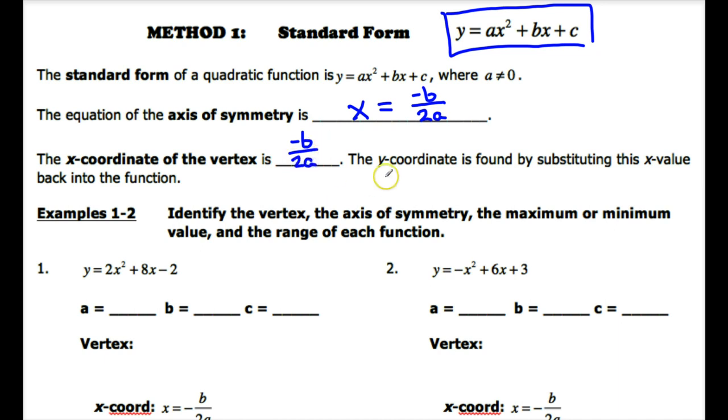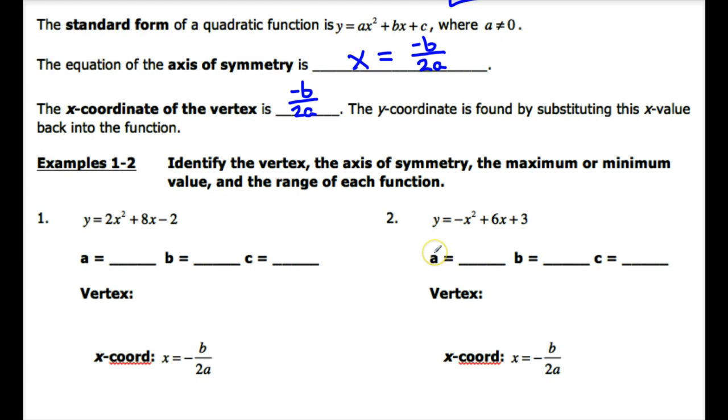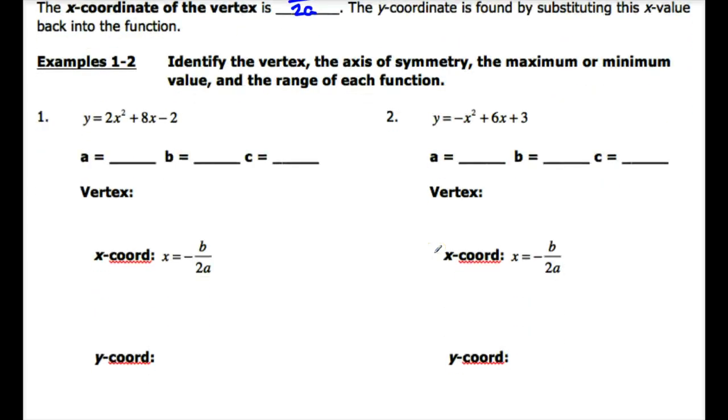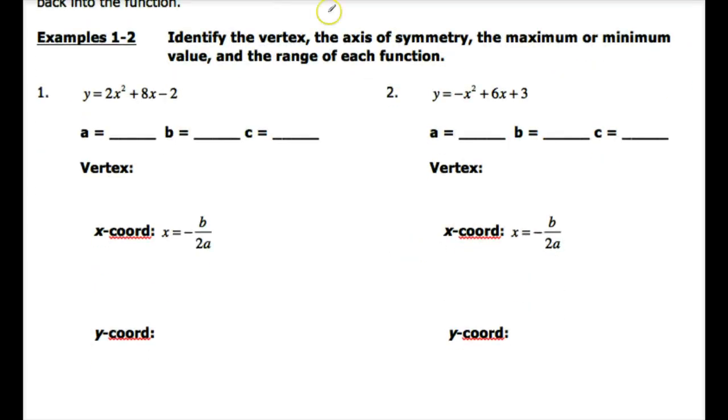And then to find the y-coordinate of the vertex, you're going to substitute this value back into your function and then solve for y. So we're going to practice doing this here on examples 1 and 2. I want you to identify several things for each of these functions here. We're going to identify, first of all, the vertex, then the axis of symmetry, and then the maximum or minimum value. Okay, so we're going to talk about would this parabola have a max or a min, and then finally we're going to describe the range of each function and practice using our interval notation for that.